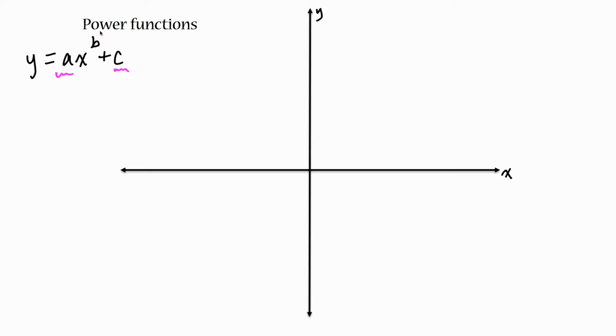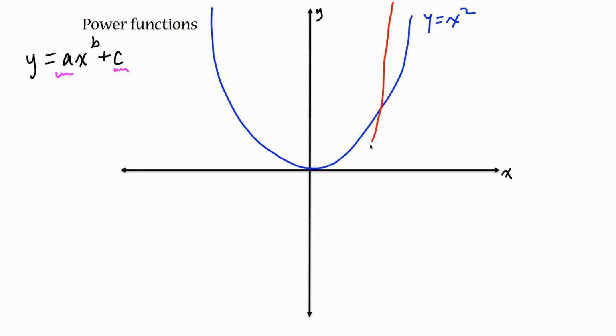So for a basic power function, I'm going to start with y is equal to x squared, which is the canonical parabola. And we know intuitively that if you increase the exponent, then the function's going to go off towards infinity faster. The red line is y is equal to x cubed, which means the point where they cross is (1, 1), because 1 squared is 1 and 1 cubed is 1. So x to the anything always goes through (1, 1).